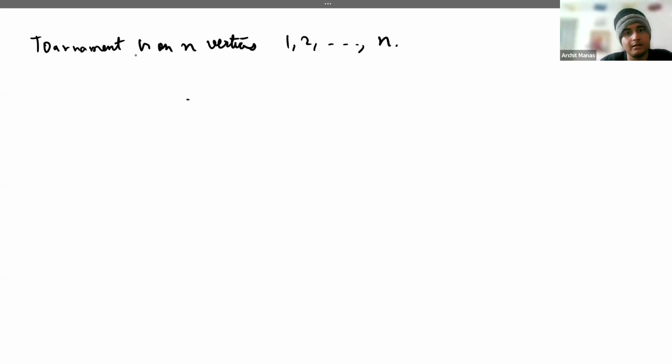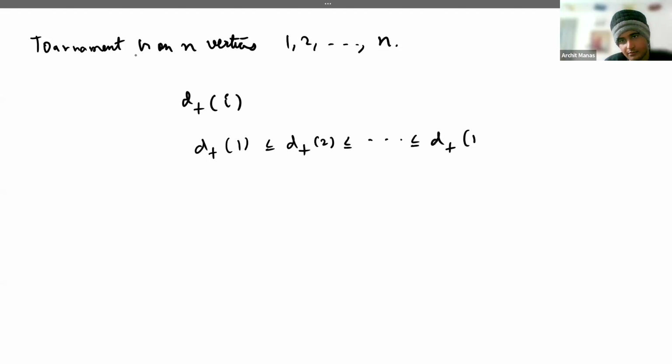And let us say that d plus of i denotes the out degree of i. That's the number of edges that leave vertex i. Okay. And without loss of generality, let's assume that these vertices are labeled such that this is true. Is that d t i? No, that's d plus, plus meaning it's an out degree.